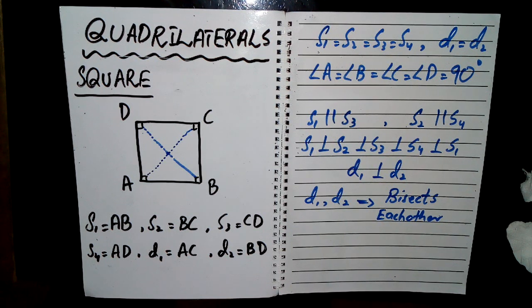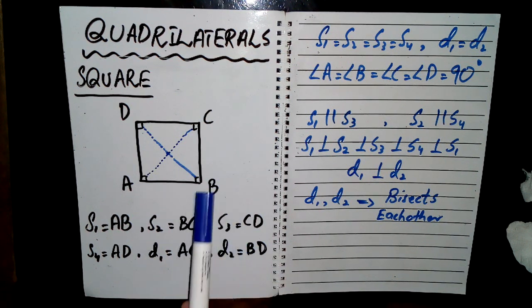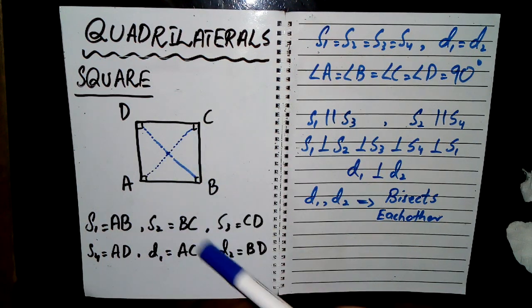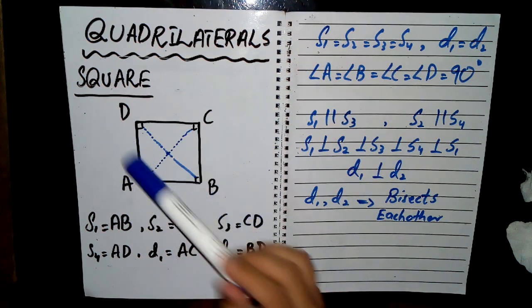So first of all, the first quadrilateral I am going to discuss is a square. So basically this is the shape of a square. I have given the names. Side 1, basically S1, is AB, S2 is the length of BC, S3 is the length of CD, and S4 is the length of AD. D1 is the diagonal joining A and C. D2 is the diagonal joining the opposite vertices, that is B and D.